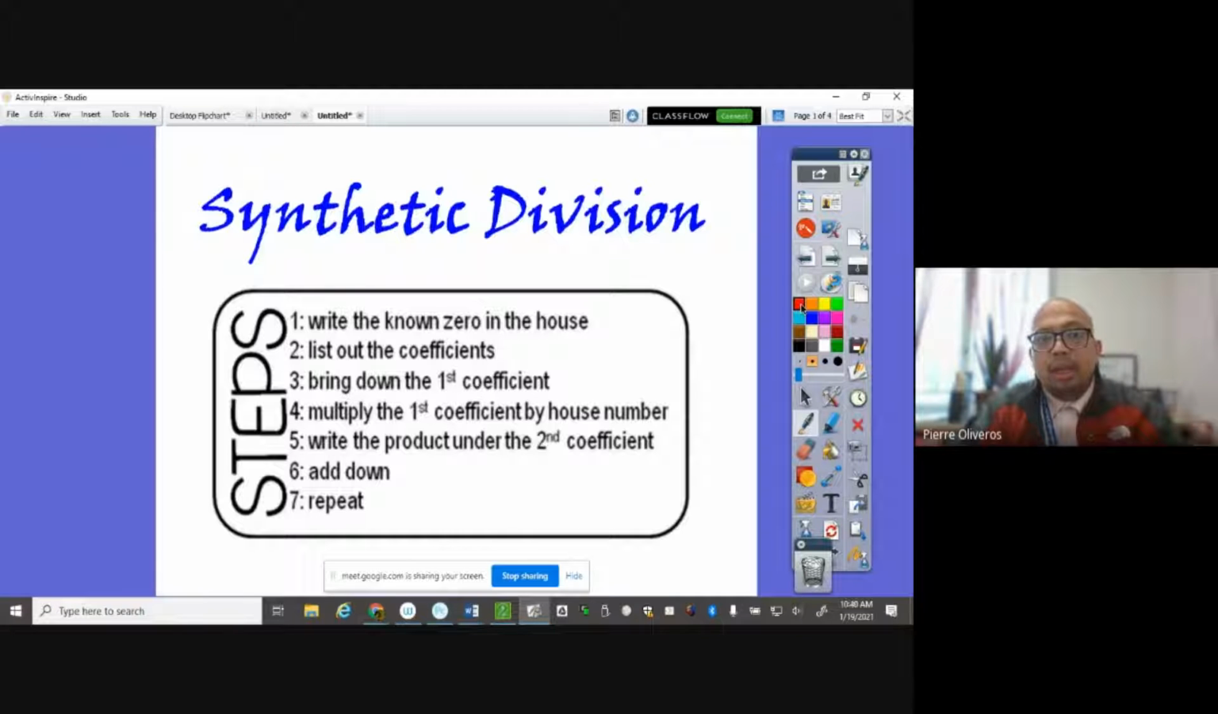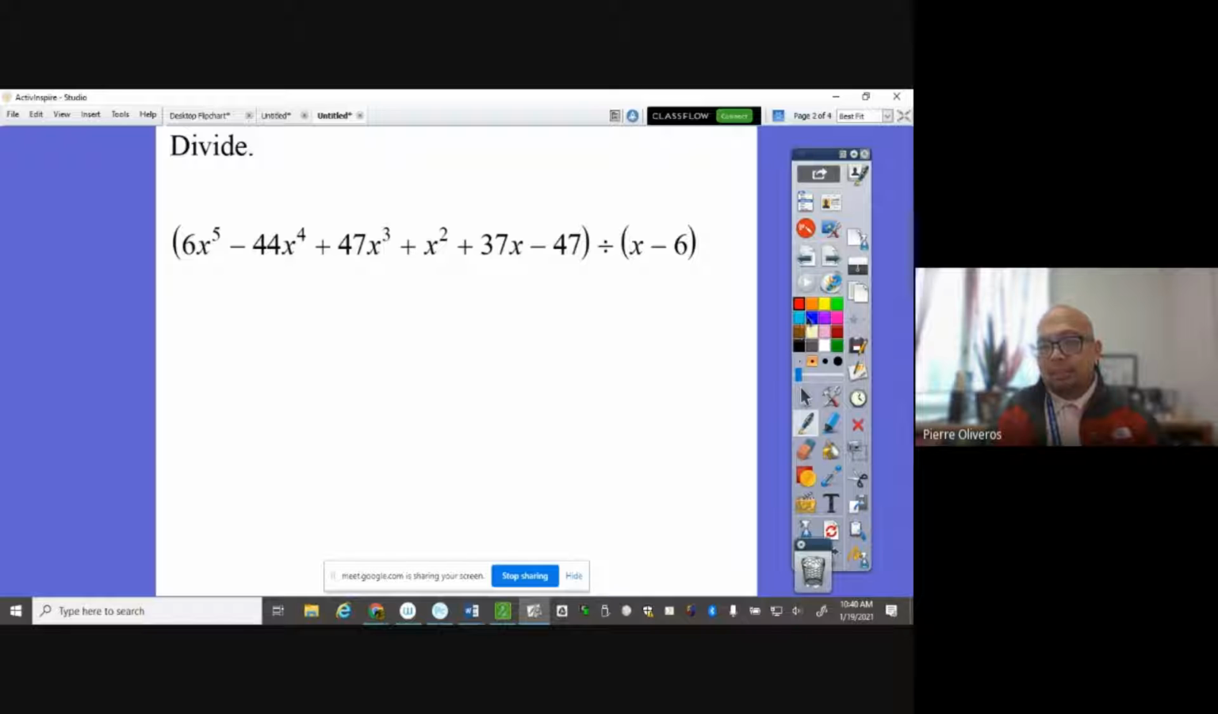Synthetic division is another way of dividing polynomials. Here are the steps on dividing polynomials using synthetic division. Step 1, write the known zero in the house, then list out the coefficients. So the coefficients of your given term, let's say 2x cubed, you're just going to list out 2, the coefficients. Step 3, bring down the first coefficient. Step 4, multiply the first coefficient by the house number. Step 5, write the product under the second coefficient. Step 6, add down, and step 7, repeat it. All these things will be applied on the given examples here.